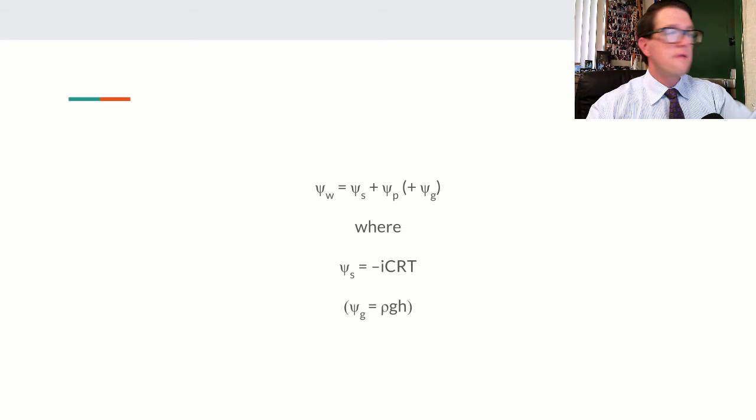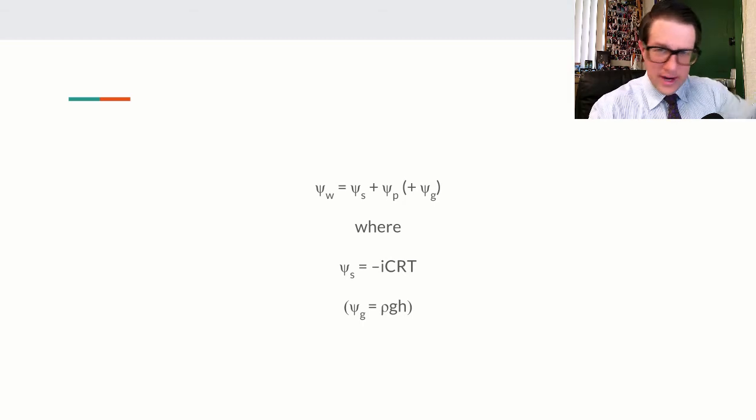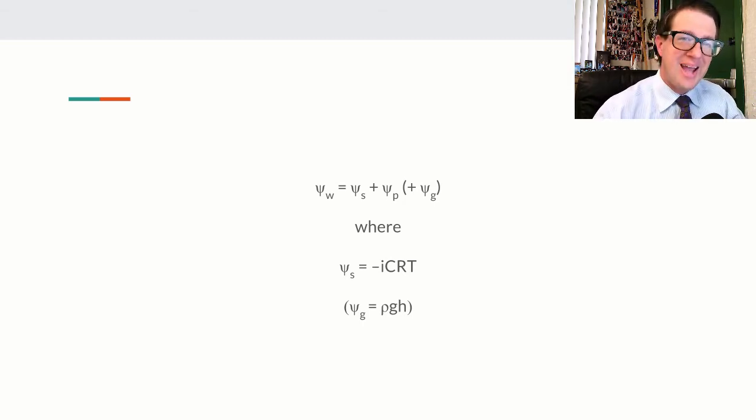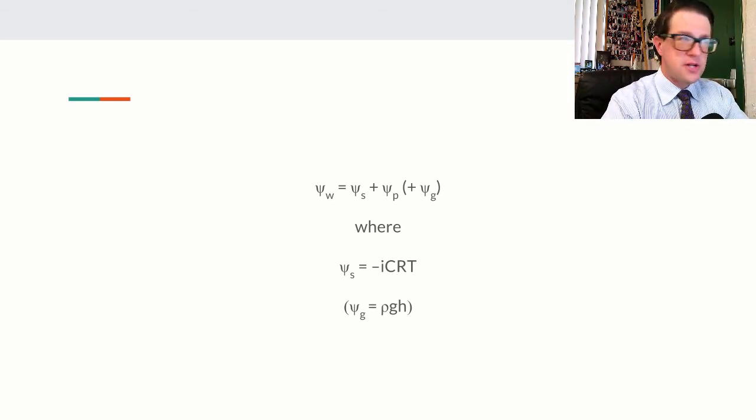We can put all of this into math. The top equation is the equation for water potential. The funky trident thing is called psi, P-S-I. It's a Greek letter. And the way you read that top equation is the water potential is equal to the solute potential and the pressure potential and the gravitational potential.